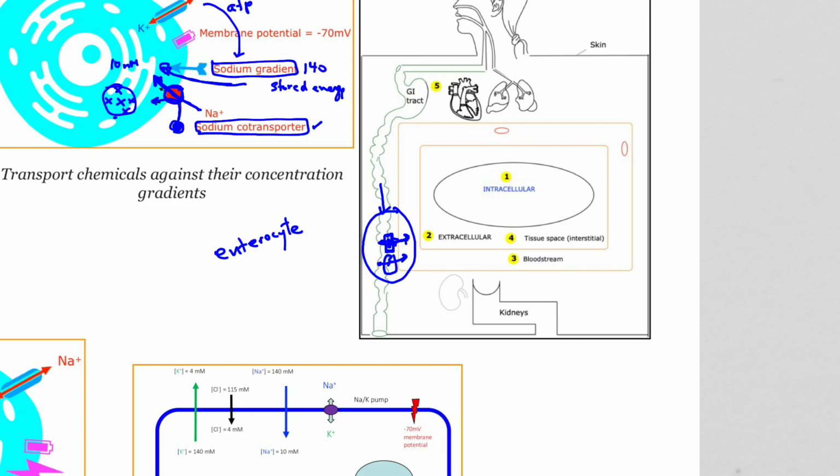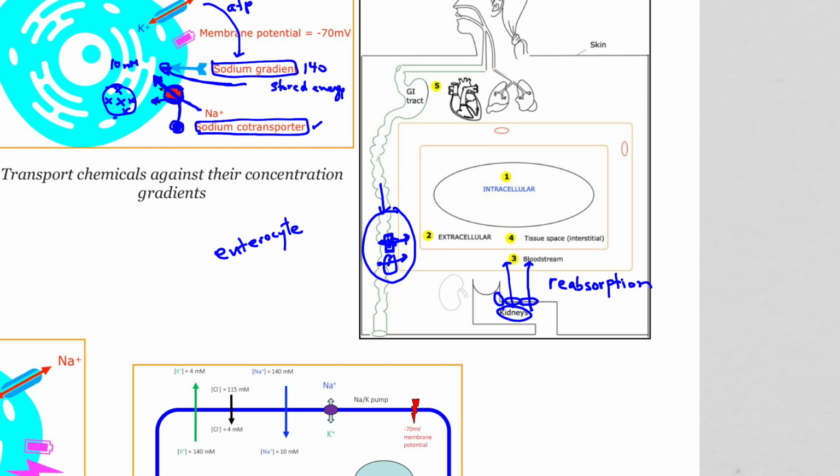We see a similar strategy used by the kidneys. The tubules are lined by special cells, tubular cells, and they have all kinds of sodium glucose co-transporter proteins, sodium amino acid co-transporter proteins, and so on, to make sure that we reabsorb. That's why we call this reabsorption.